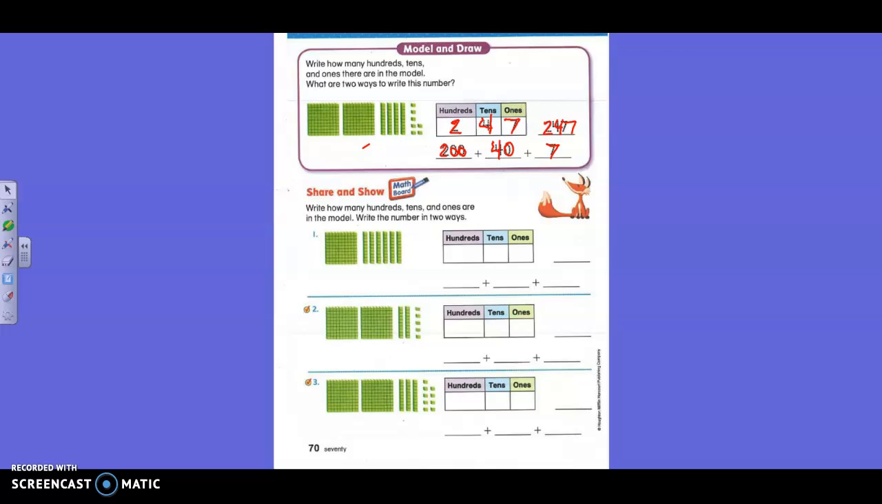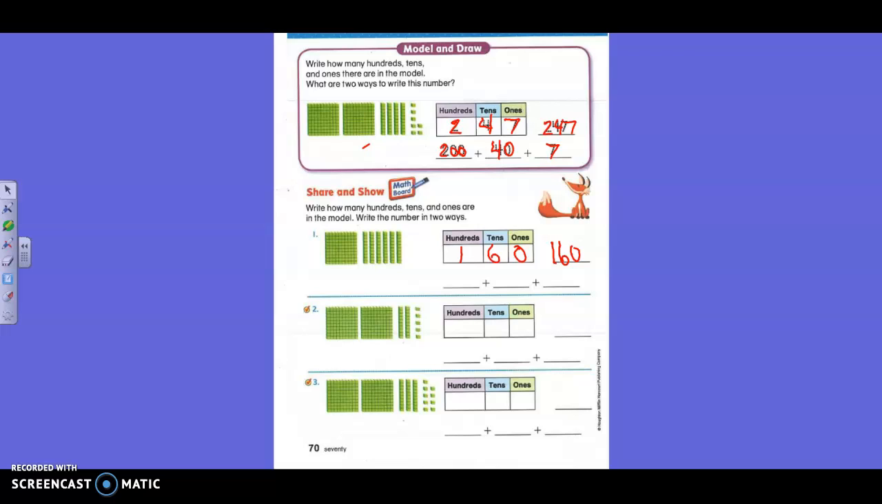Okay. So you're going to write how many hundreds, tens, and ones are in the model, and then you're going to write the numbers. It says in 2 ways. That means in expanded form and not expanded form. Okay? All right. So looking at this number, how many hundreds? Everyone? 1. How many tens? 6. And how many ones? 0. Okay, so we would just write that as 160, right?